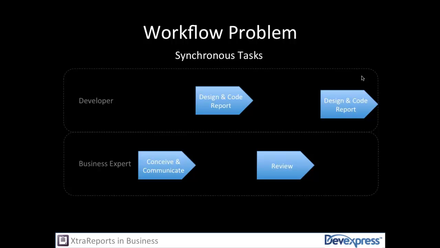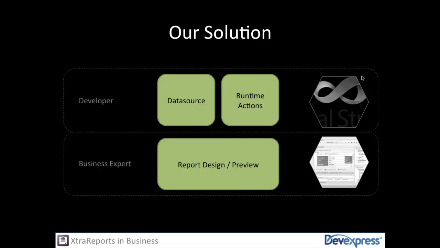In the meantime, you've got the developer waiting for the business guy, and the business guy waiting for the developer. How can we improve the workflow so that we have the developer and the business expert working at the same time? Our solution allows the developer and business expert to work in parallel and puts the business expert back in charge. The business expert knows what the needs are for the report, what formatting might be required, what data is going to be required, and how they want to lay it out.